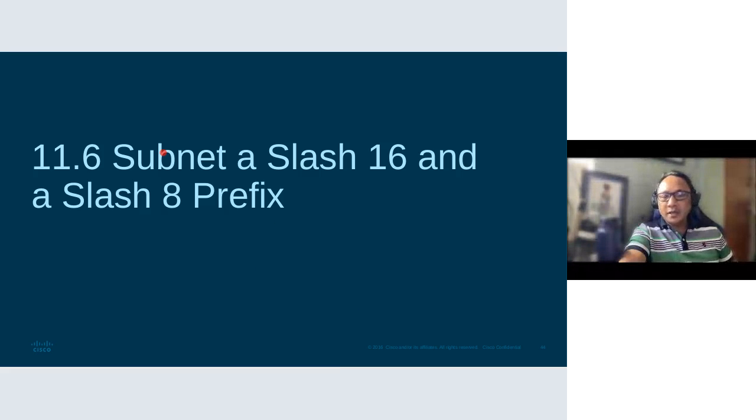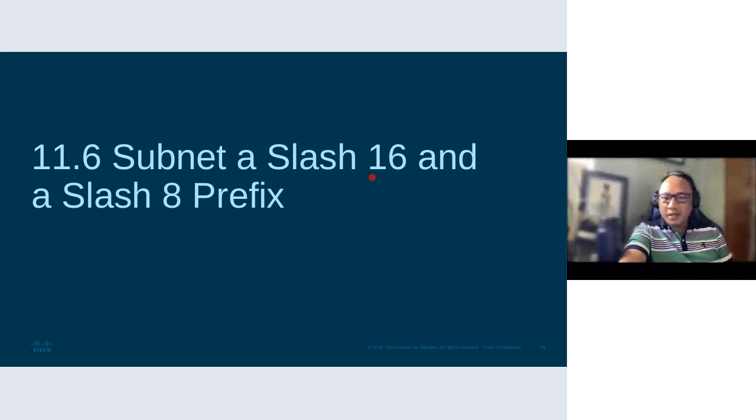Okay, I think this is the last time that we stop on the conversation or in the discussion. So this is the sixth part of this chapter. The title is to subnet a /16 and a /8 prefix. So how do we subnet that?